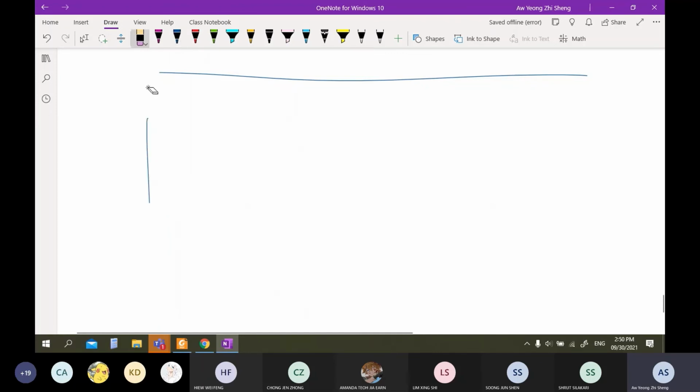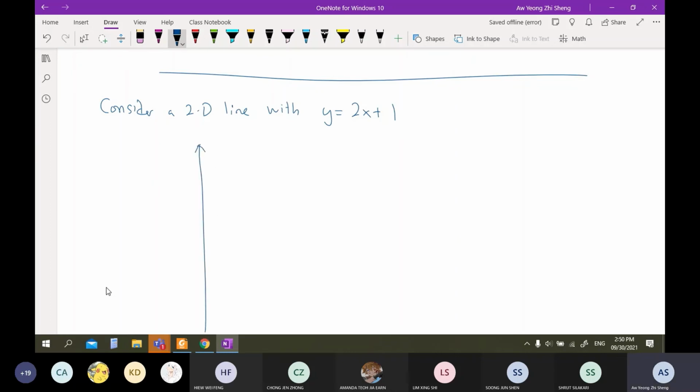Let's consider a two-dimensional line first. Okay. Consider a 2D line with the usual equation, let's say y equals 2x plus 1, a simple one like this. In a 2D diagram, we can easily draw the graph.